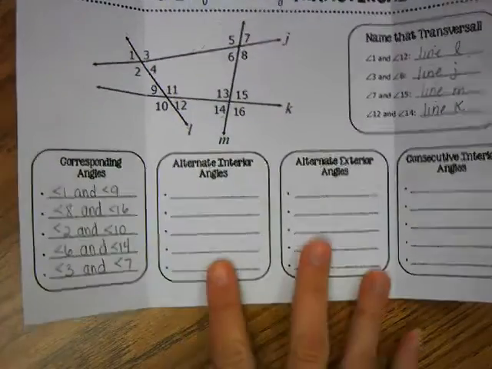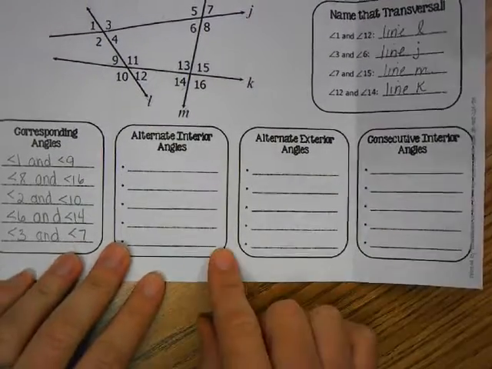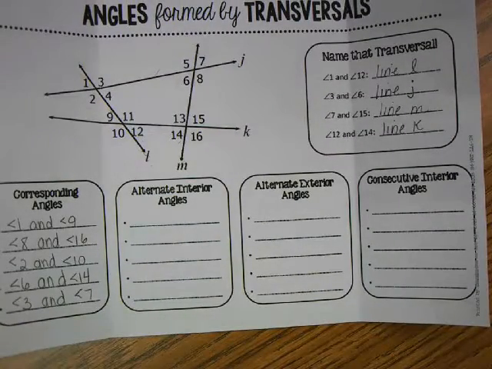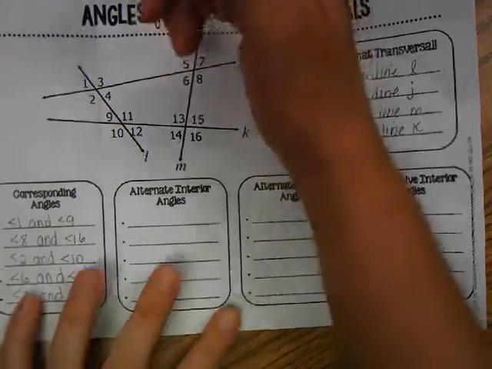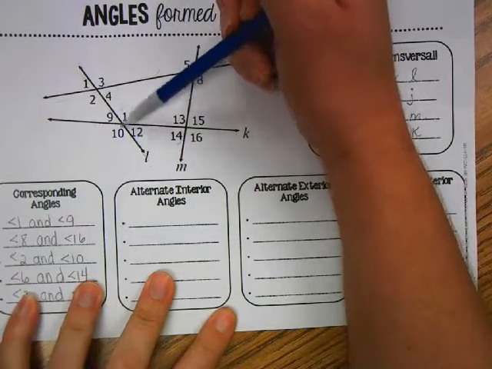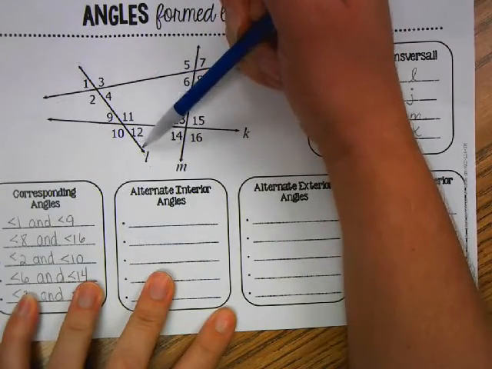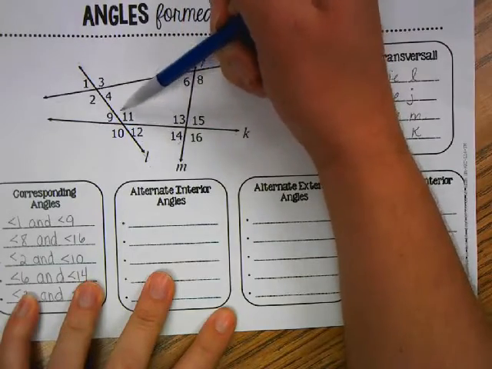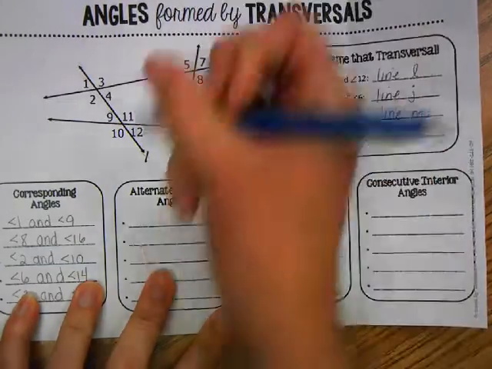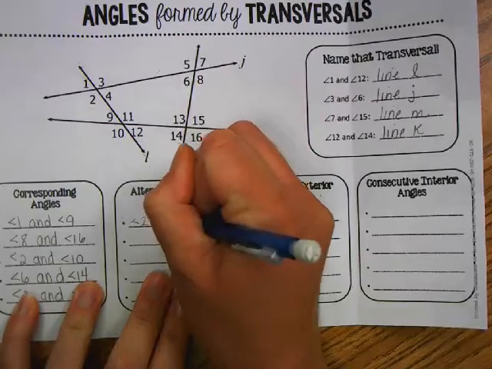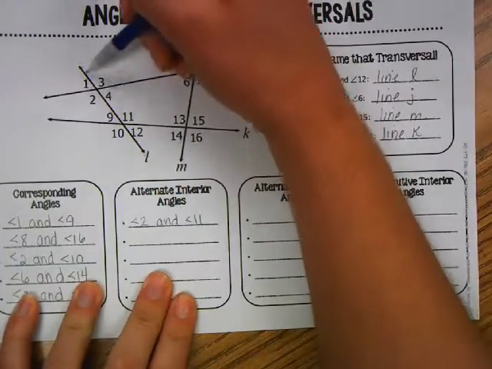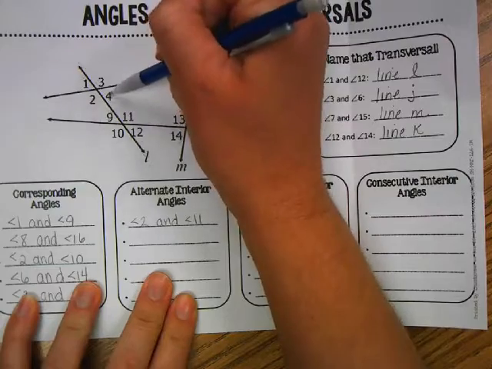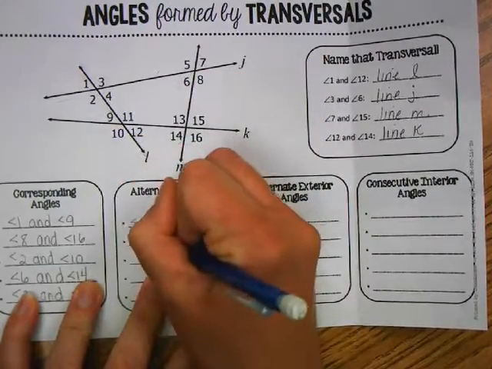Okay, so now that you took the time to try labeling the other three types of angles, let's go ahead and check. So for alternate interior, letting L be your transversal, one pair of alternate interior angles could be angles 2 and 11. And then still using L as your transversal, another pair could be angle 4 and angle 9.